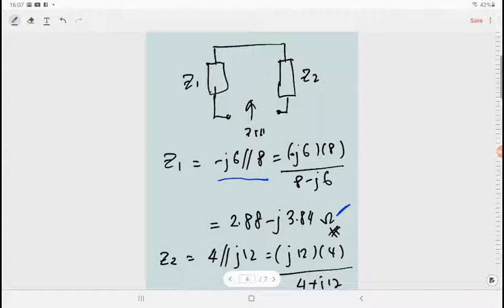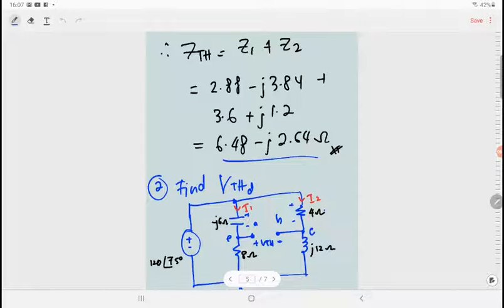And then finally, you can combine Z1 and Z2 in order to find the value of the Thevenin impedance, right? So this is how we did it. Z1 plus Z2. So finally, Z Thevenin equals 6.4 minus j2.64 ohm. So this is the value of Z Thevenin, right?